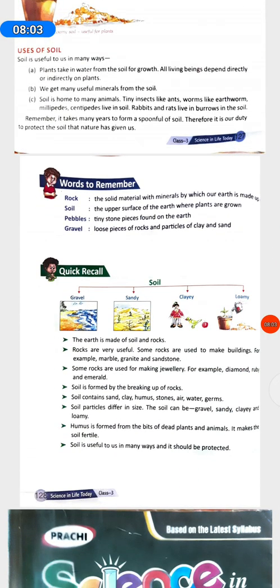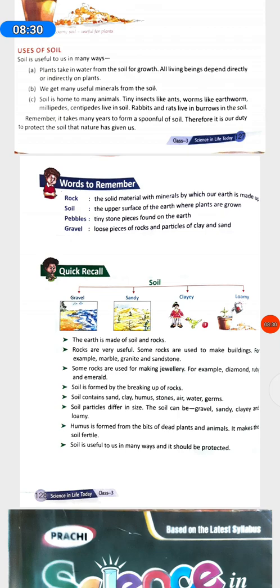Words to remember. Rock, the solid material with minerals by which our earth is made up of. Soil, the upper surface of the earth where plants are grown. Pebbles, tiny stone pieces found on the earth. Gravel, loose pieces of rocks and particles of clay and sand. Quick recall. Soil, gravel, sandy, clay, loamy.